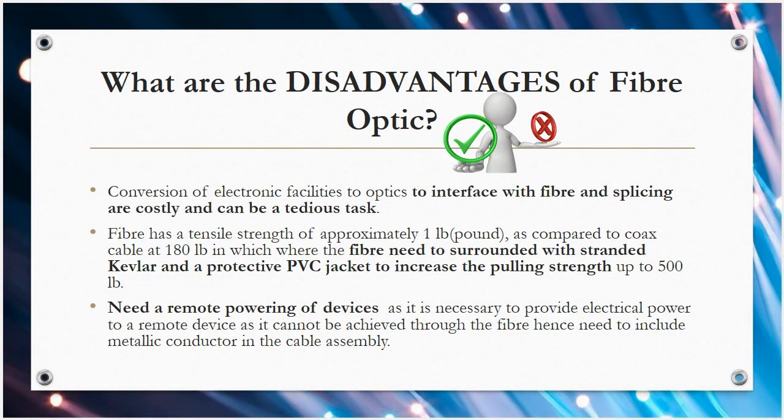What are the disadvantages of fiber optic? Conversion of electronic facilities to optics to interface with fiber, and splicing, are costly and can be a tedious task. Fiber has a tensile strength of approximately 1 pound, as compared to coax cable at 180 pounds, which is why the fiber is surrounded with stranded Kevlar and a protective PVC jacket to increase the pulling strength up to 500 pounds. It also needs remote powering of devices, as electrical power cannot be provided through the fiber, hence a metallic conductor needs to be included in the cable assembly.